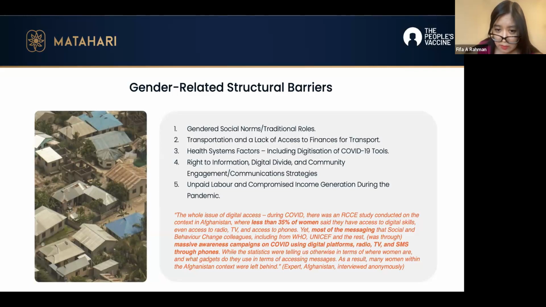And of course, we look at unpaid labor and compromised income generation during the pandemic. On unpaid labor, it was an important consideration just because a lot of global health agencies and governments in their messaging on COVID didn't consider that women were heavily impacted and usually are carers for sick family members, and therefore have an increased risk of contracting COVID.